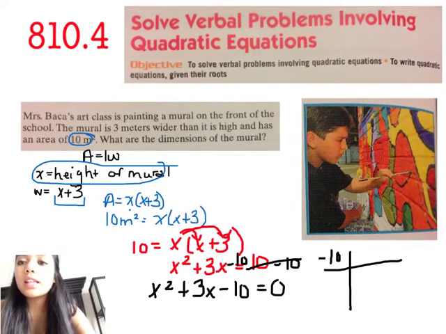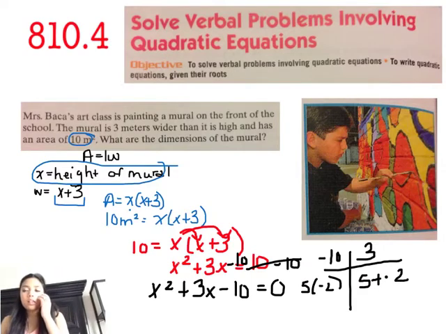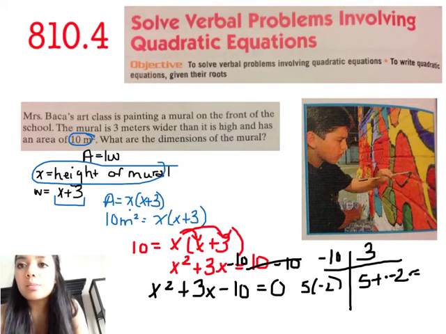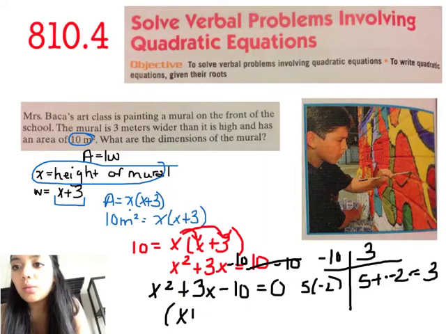my length is the height of the mural. So I have x times my width, which is x plus 3. Wait a second, there's something else that I know. I know my area. It tells me my area is 10 meters squared. So really my equation is 10 meters squared equals x times x plus 3. 10 square meters. I'm sorry.